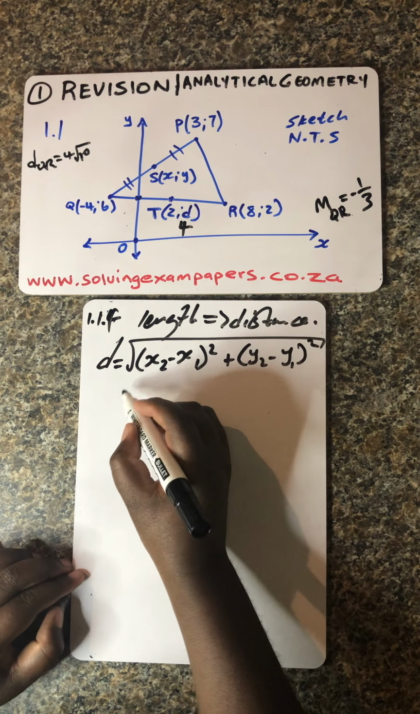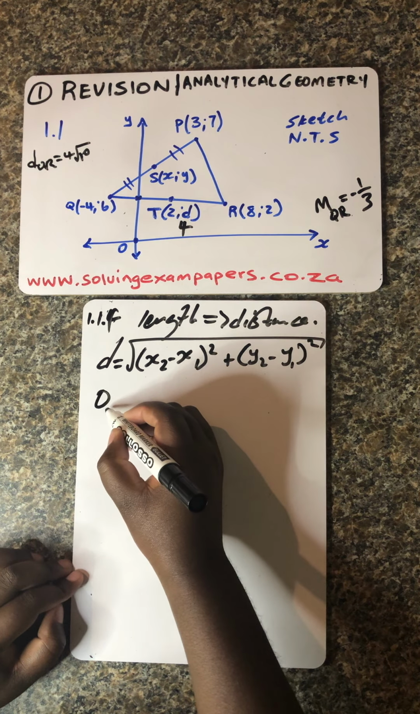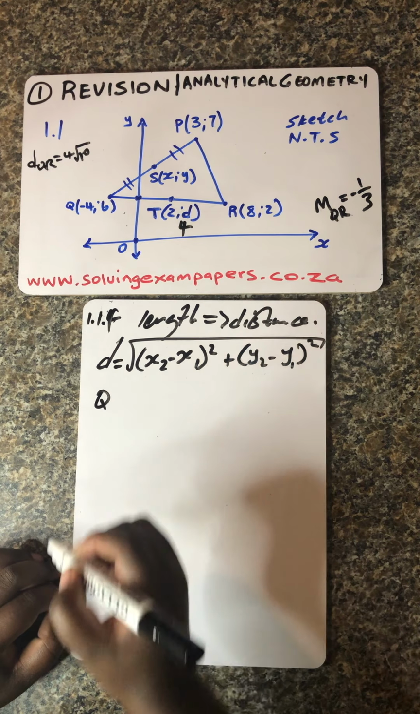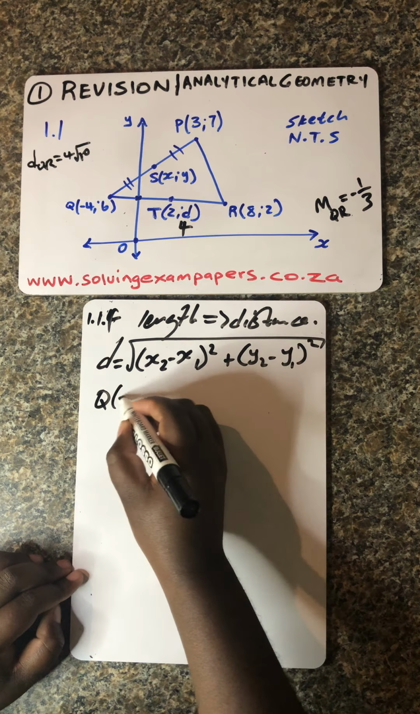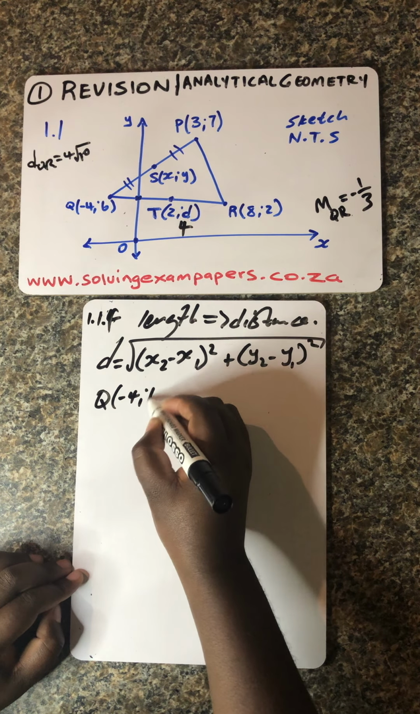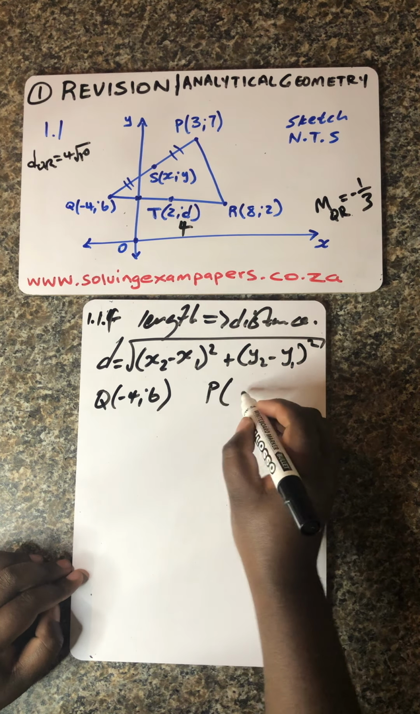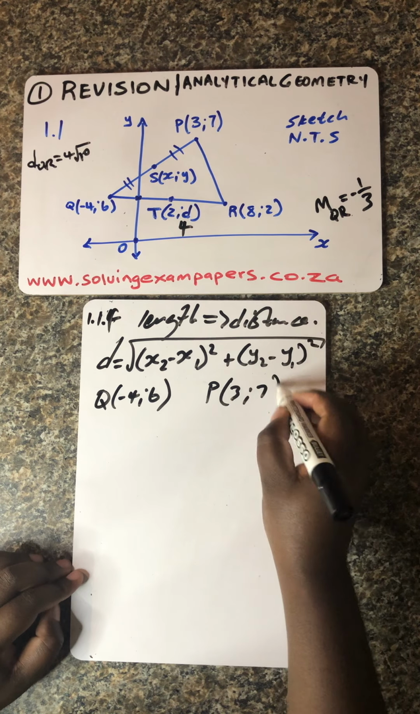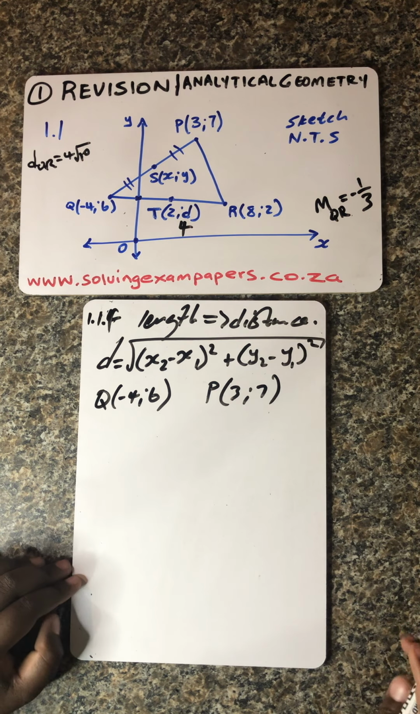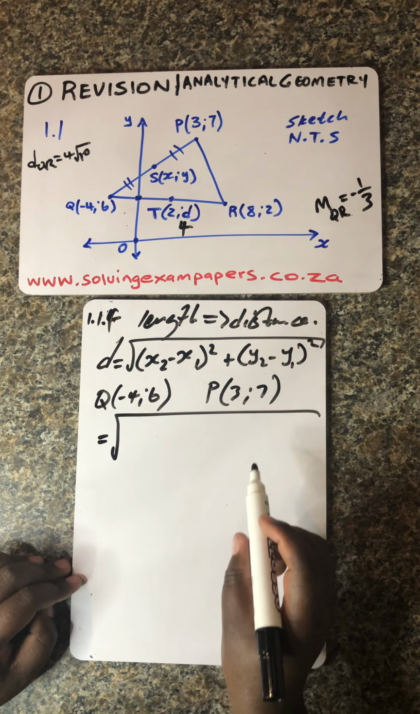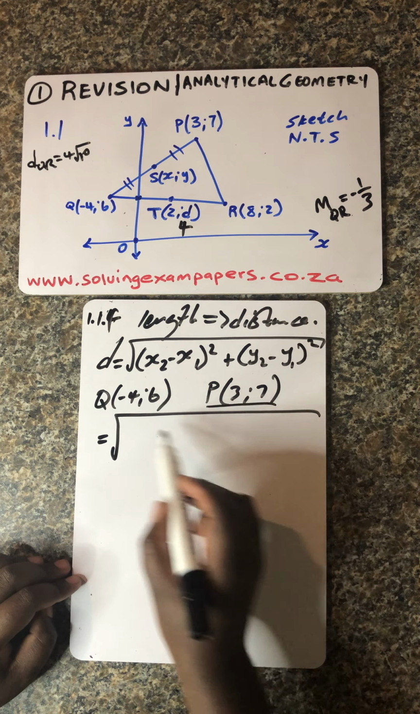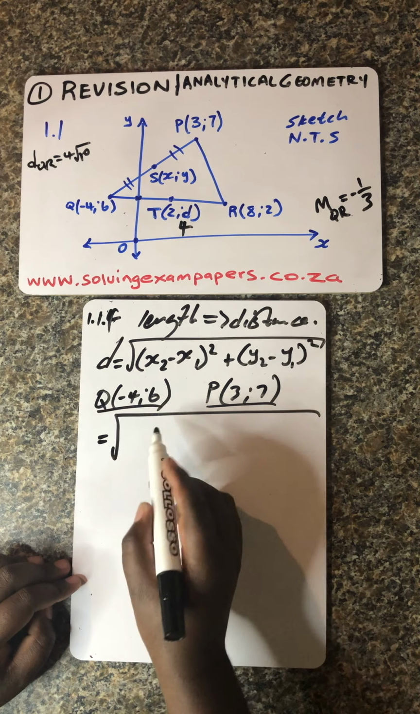Let's just quickly do it. So that means you've got your Q, which is (-4, 6), and your P, which is (3, 7). Obviously guys, it's just a matter of substituting. Remember guys, if you take this as your second values, this will be your y values.